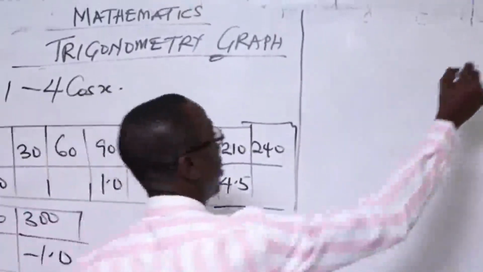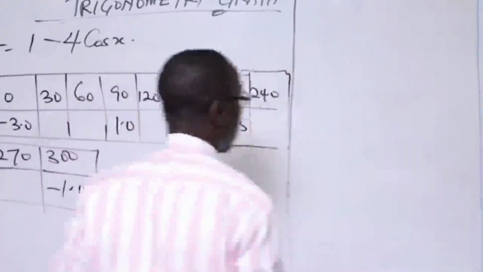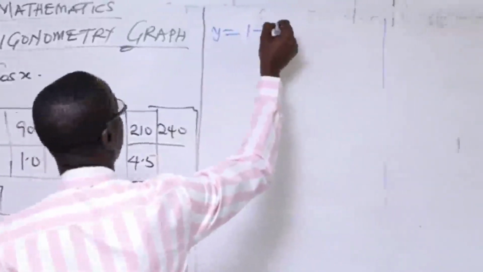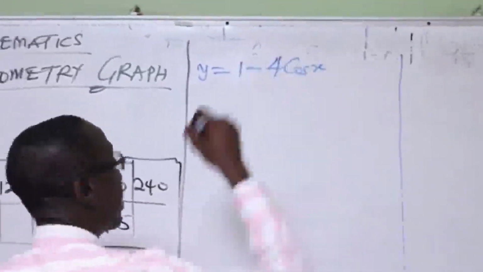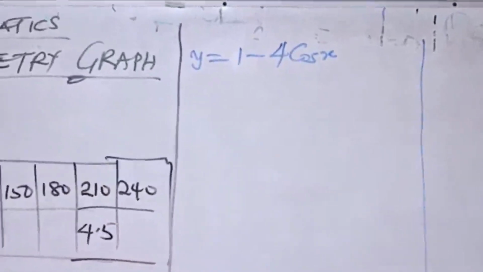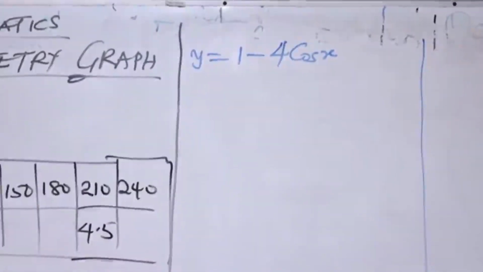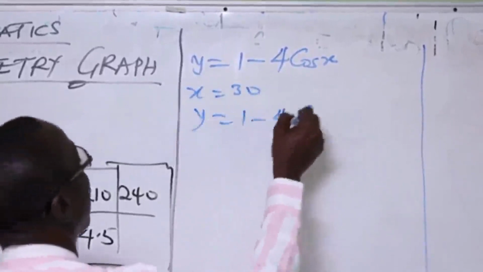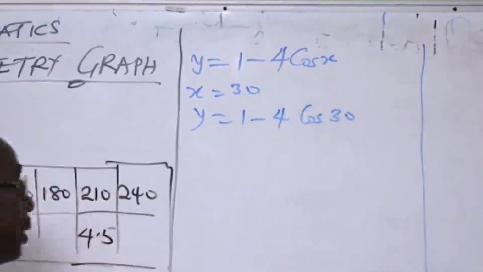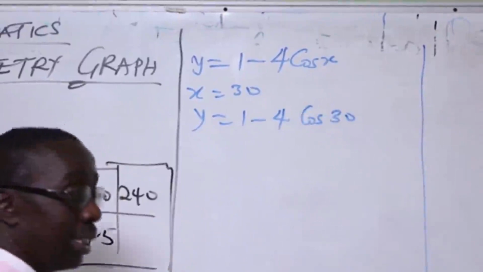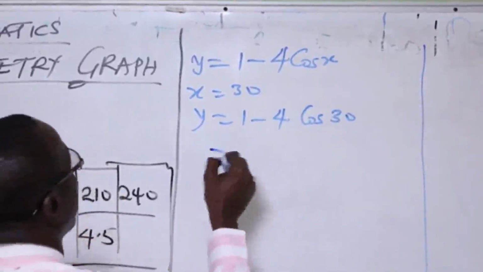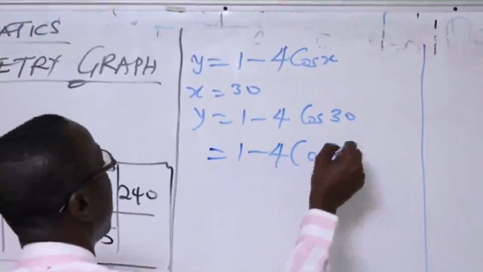We are expected to complete that table. Y is equal to 1 minus 4 cos x is the equation. When x is 30, you substitute. Y should be 1 minus 4 cos 30. Cos 30 is the same thing as 0.8660. Is it? So 1 minus 4 into 0.8660.